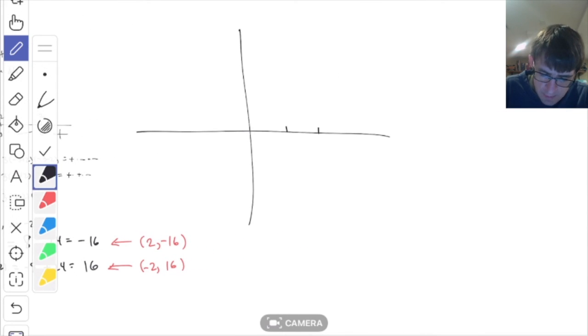2 and negative 16, I'll just write it like this. That point, right? And then negative 2 and positive 16. So back here and up here.